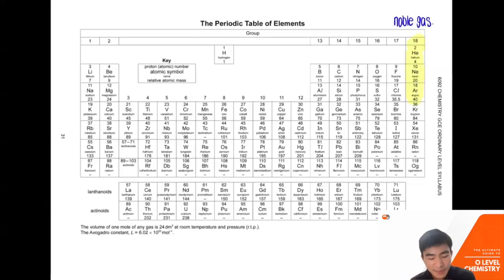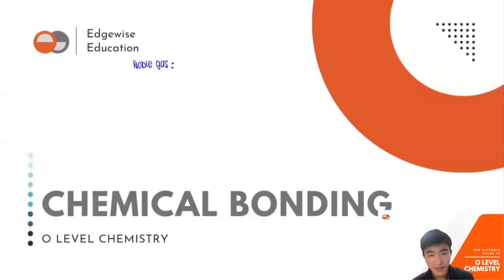Now, whenever we come across noble gas, what is the most important thing? Let's go back to the notes. The most important thing is we need to study their electronic configuration. Remember, in atomic structure, we study about electronic configuration. So we are going to look at the stability, the stable electronic configuration.